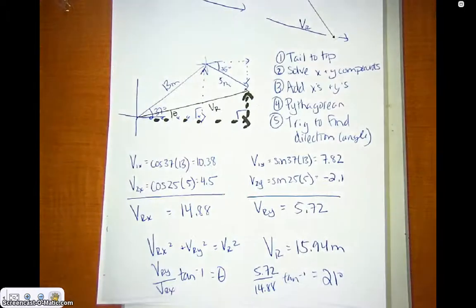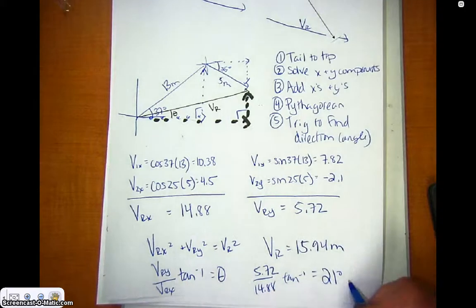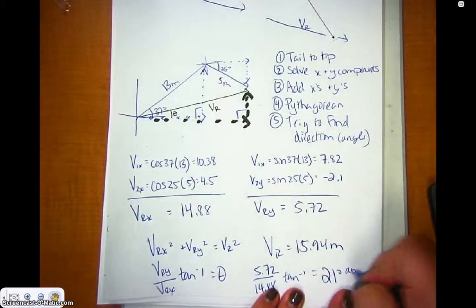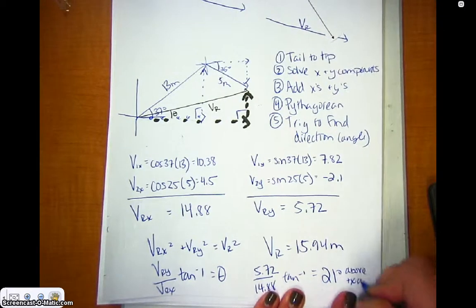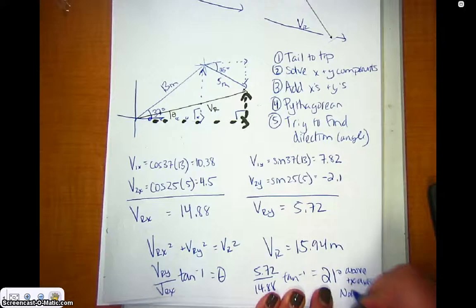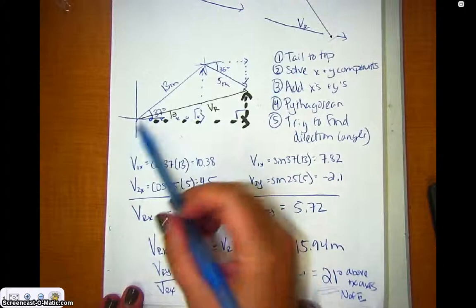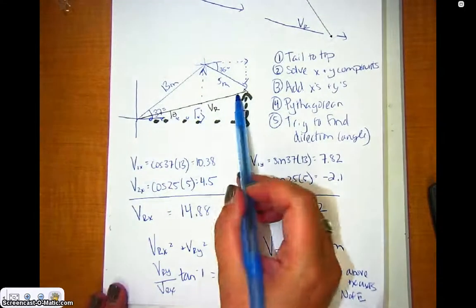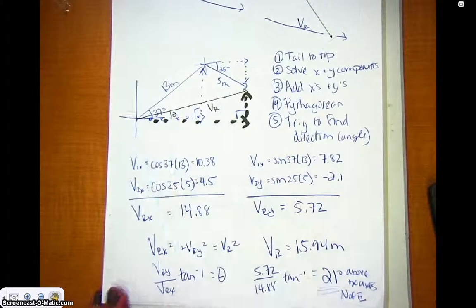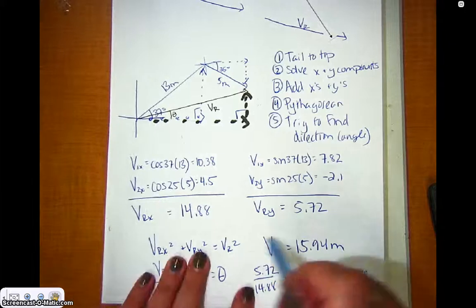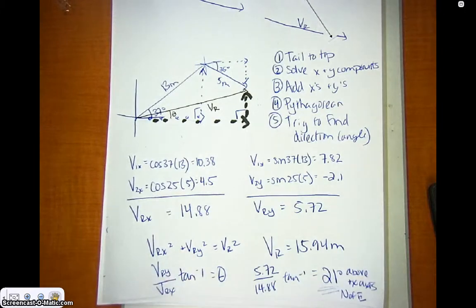So the full answer to this vector addition of these two vectors at multiple angles would be that it is 15.94 meters at an angle of 21 degrees. Now, I could also qualify that by saying above the positive x-axis or north of east. But without qualifying it, I assume it was in the right quadrant, which it is. If it was over here, then I would definitely need some more words. So that is how you add multiple vectors.